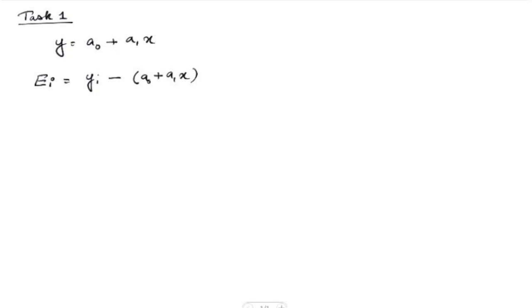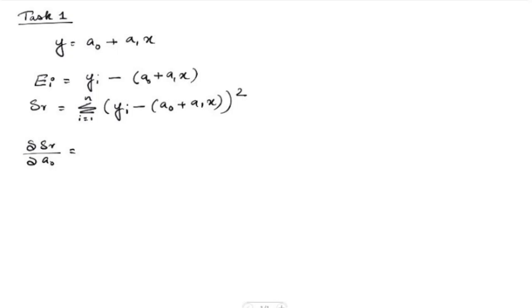Now we can write the sum square residual. So the sum square residual would be the summation from i equal to 1 till n of (yi minus (a0 plus a1 x)) squared. Now, to minimize the sum square residual, we have to find the partial derivative of it with a0 and a1. So first let us find the partial derivative of it with a0.